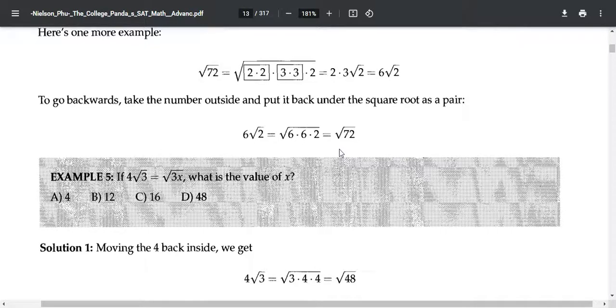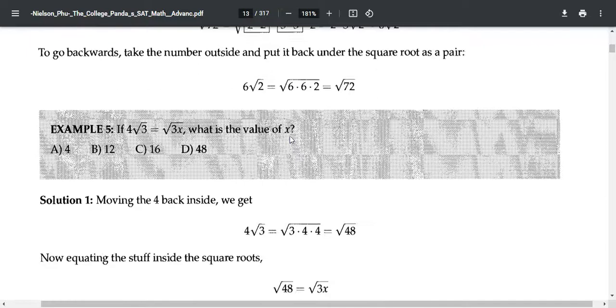You can also take the reverse example. As you can see, 6 root 2 can also be written in reverse, as 6 is present outside. When it is inside, it is present in pairs. So 6 into 6 multiplied by 2 becomes the square root of 72. So you can reverse factorize it.